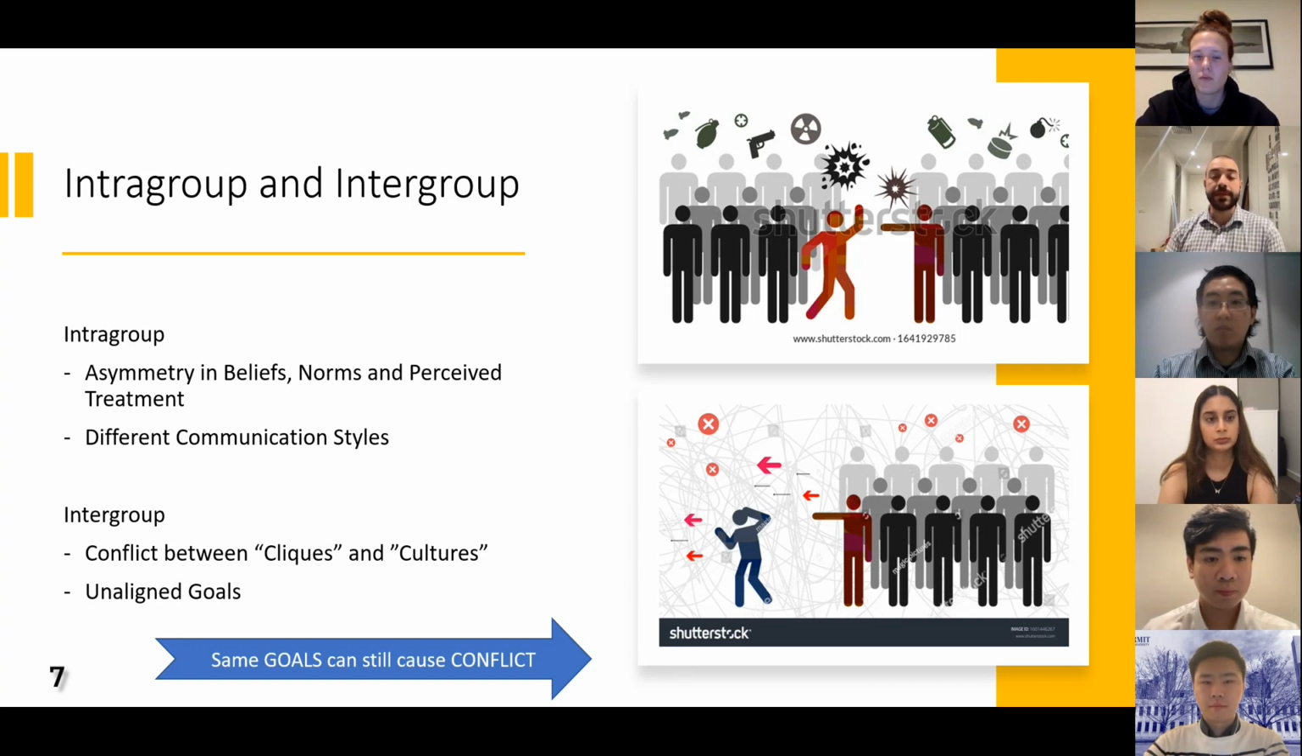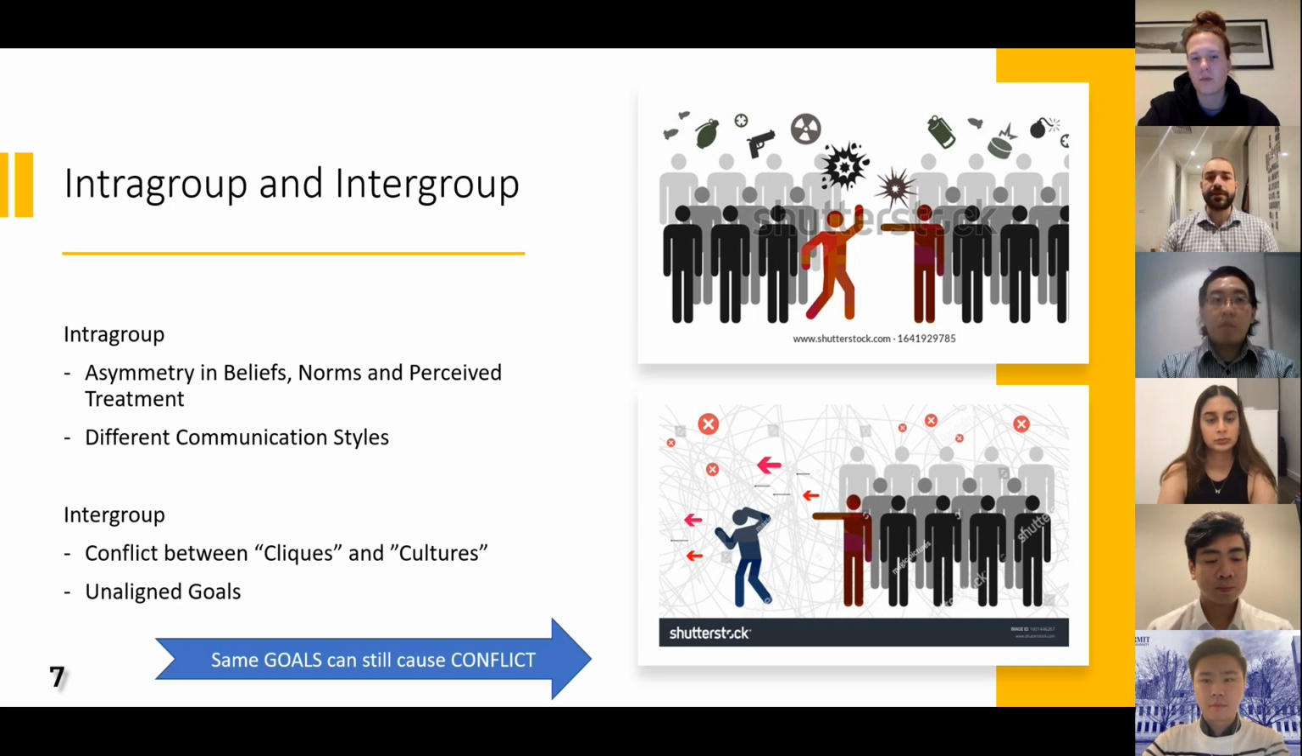Additionally, perceived treatment. So if someone feels that someone else is being favored over them, or if someone feels hard done by, that is also a cause for conflict and tension.